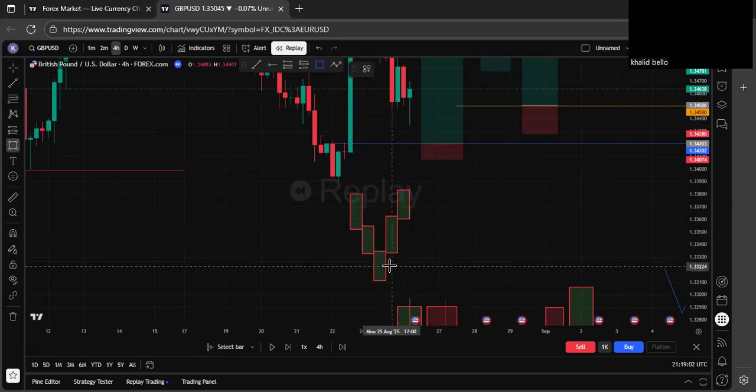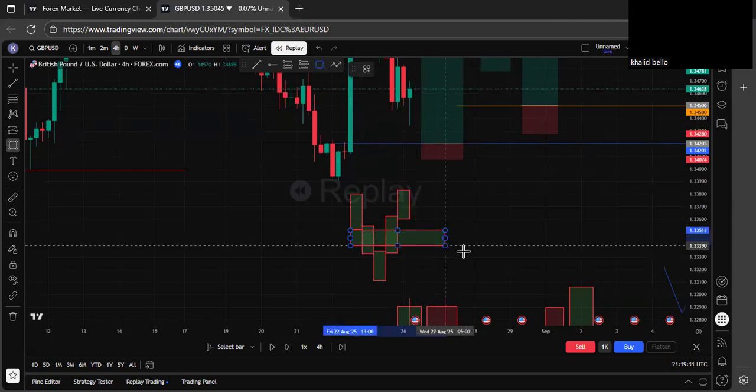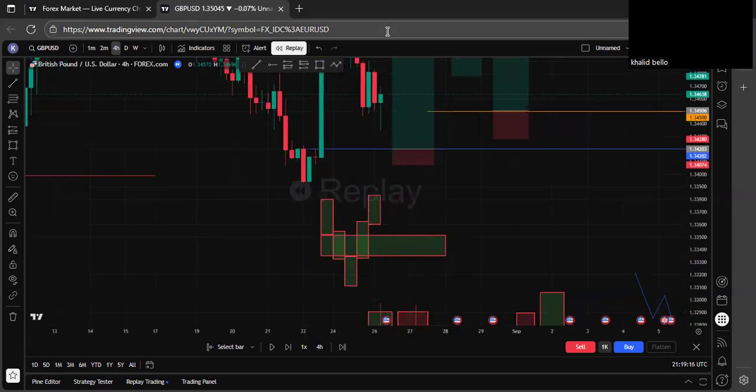ICT traders will know that. And now, this is the FVG. So this FVG is now in line with the inverse FVG. You will just mark this point here, and that is the specific price level where the market will come and retest.